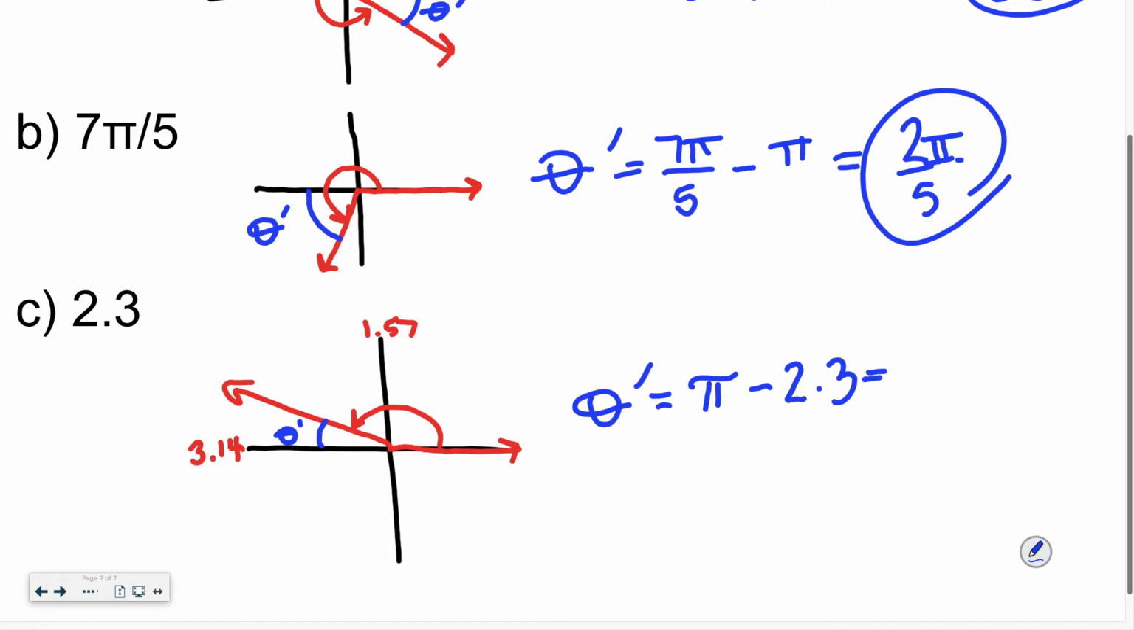Devin, did you put that in your calculator? What is it? 0.8415. Okay, what is it? 2 decimal places? So very careful. Is there a degree symbol or not?